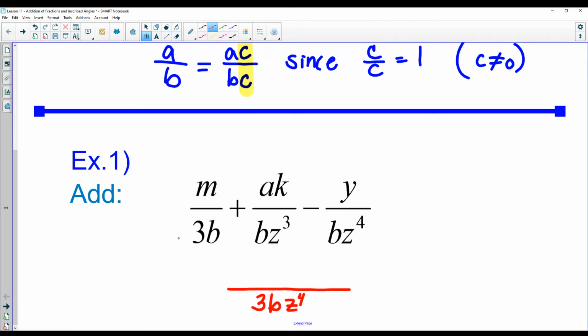As it turns out, what would we need to multiply 3b by to get 3bz to the 4th? We would need to multiply by z to the 4th. So we need to apply that numerator-denominator rule. Whatever we multiply to the denominator, we must also multiply in the numerator.